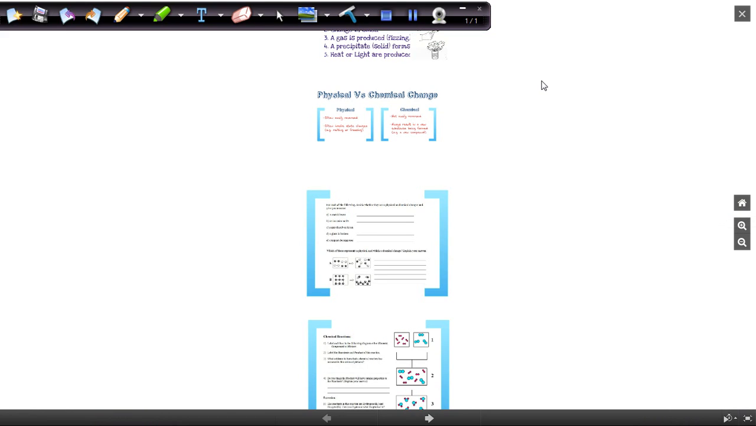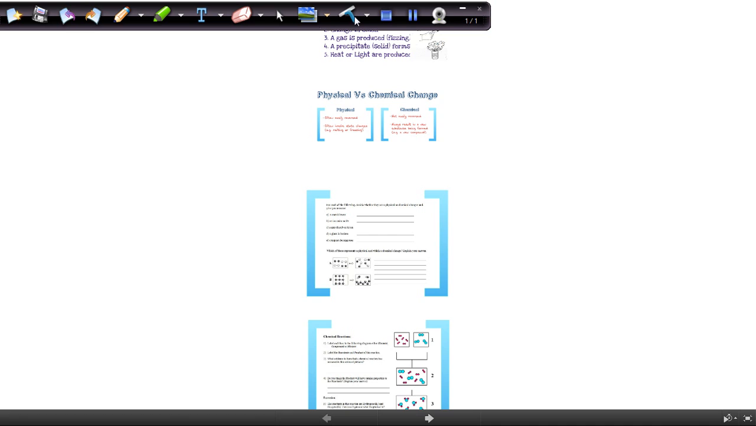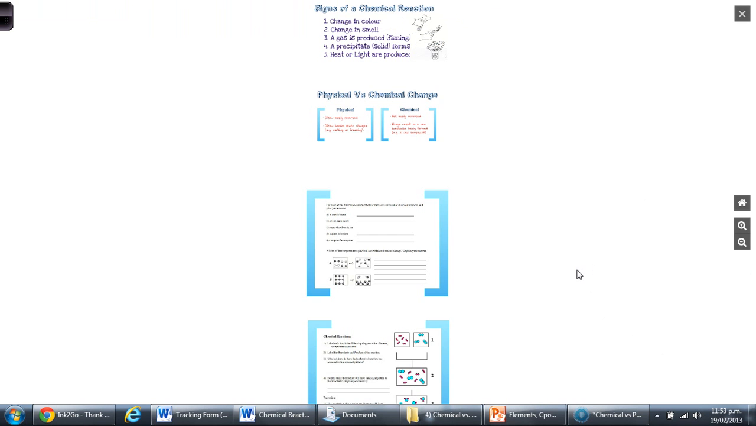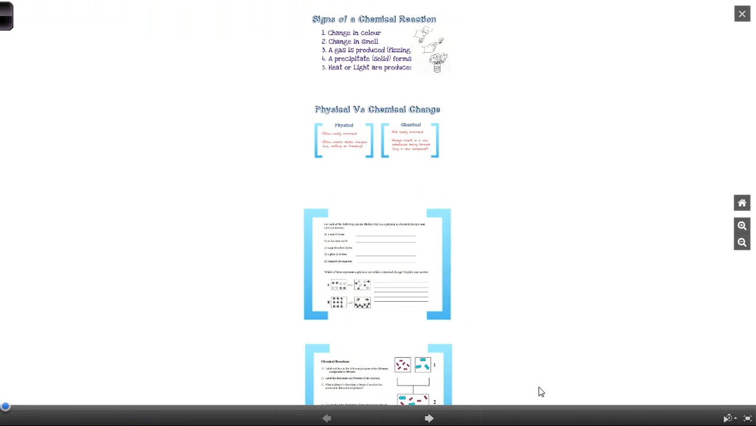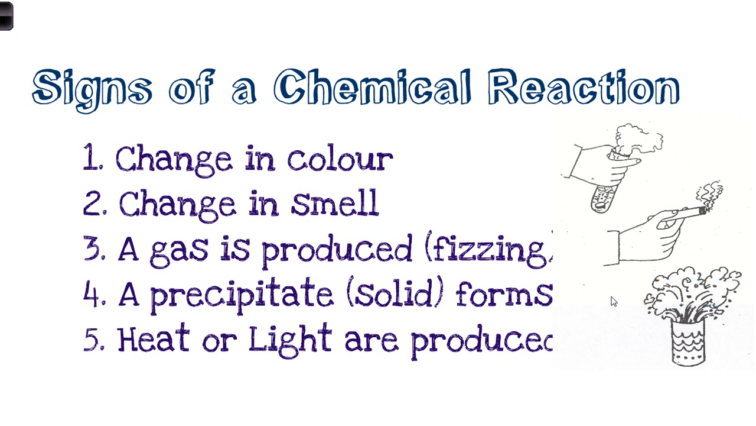Okay, in this tutorial I'm going to go into a little bit more detail about chemical reactions and compare chemical and physical changes. So, if we just get that out of the way. Alright, so firstly, how do we know we've actually got a chemical reaction?